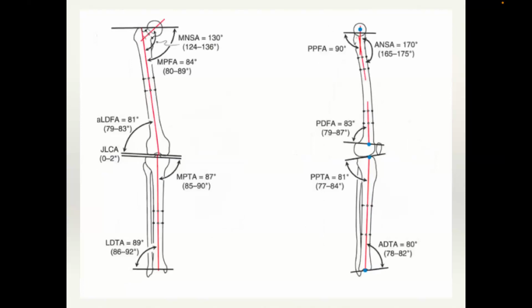Now coming to the markings, last time we covered all the angles: the medial proximal femoral angle, lateral distal femoral angle, medial proximal tibial angle, and lateral distal tibial angle. In a valgus knee, the lateral distal femoral angle will be less than 87 degrees plus or minus 3, whereas the proximal tibial angle will be more, that is 87 degrees plus or minus 3 degrees.